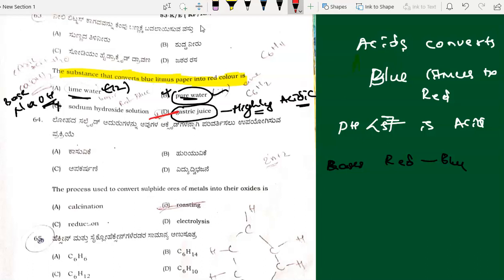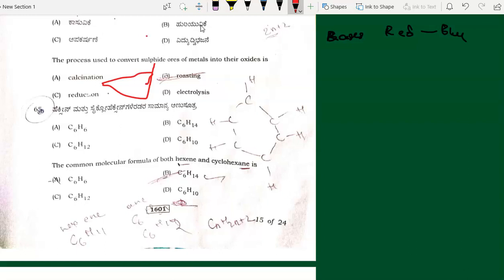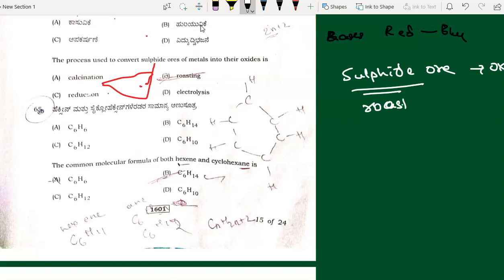Next question. The process used to convert sulfide ores of metals into their oxides. It is simple. It is a process in metallurgy. What we do is take the sulfide ore and simply roast it to convert it into oxides. Suppose you take magnesium, it is the process of roasting. By means of roasting only, we convert sulfide ores into metal oxides.